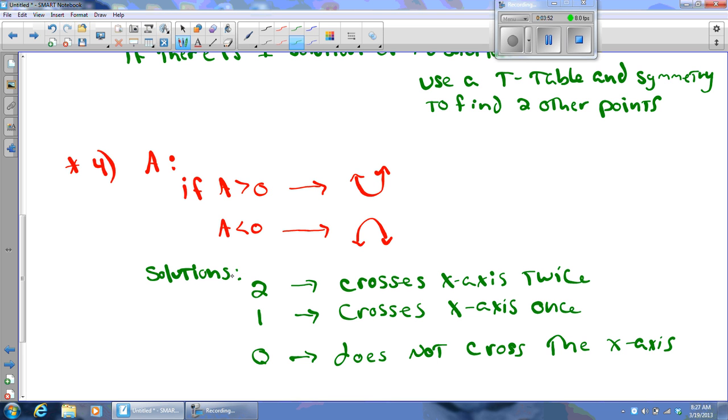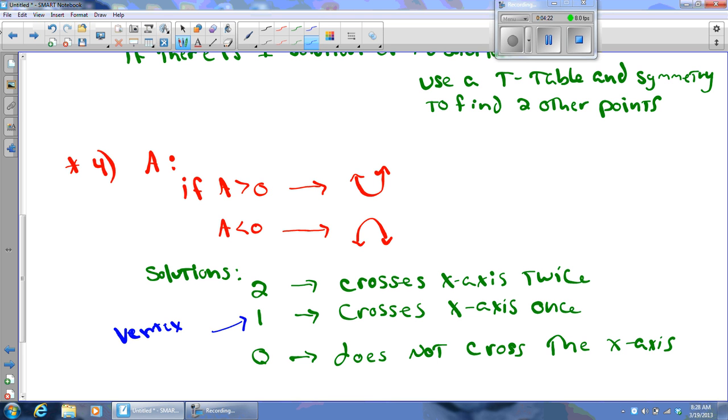Okay, solutions. If you get two solutions, your parabola needs to cross the x-axis twice. One solution means it'll cross the x-axis once, which means your vertex is sitting on the x-axis. So in this case right here, one solution, you know the vertex. Did I mention that the one solution is the vertex? Then to find the other 2 points, you go and use a t-table. Now, if there are no solutions, I know that my parabola cannot cross the x-axis.